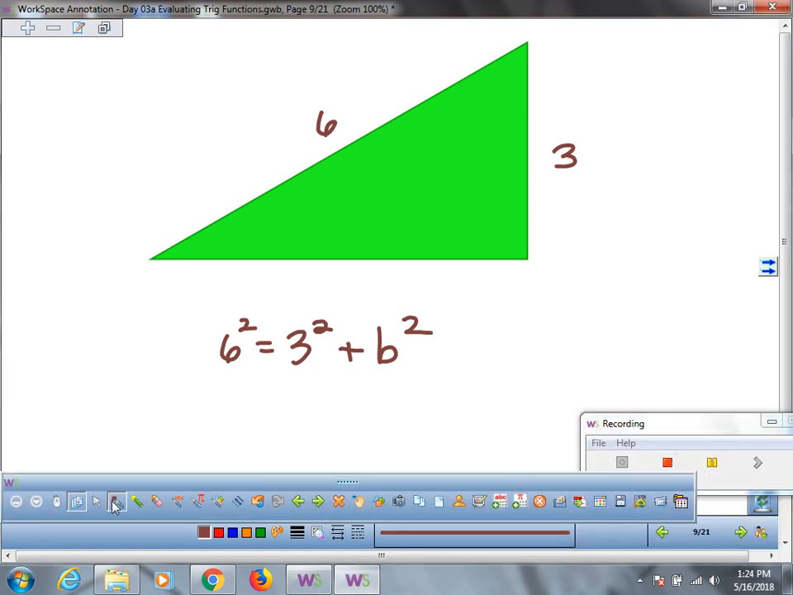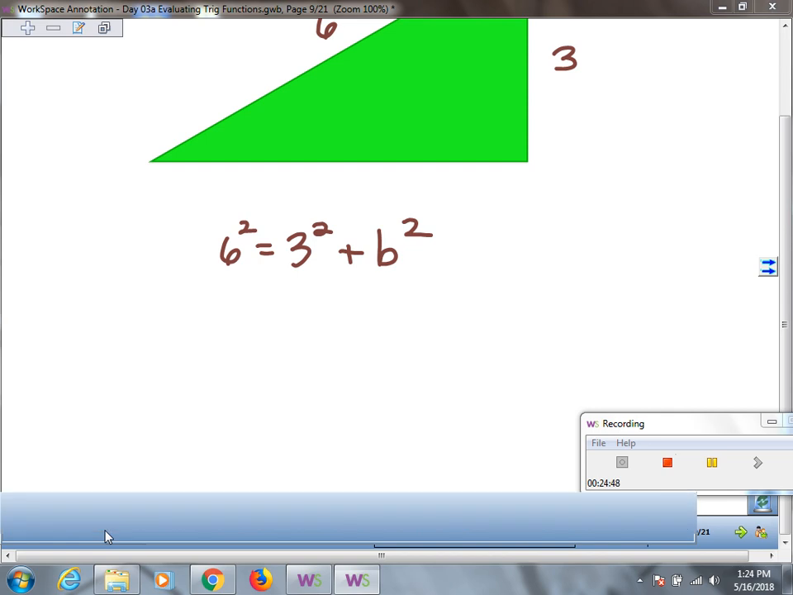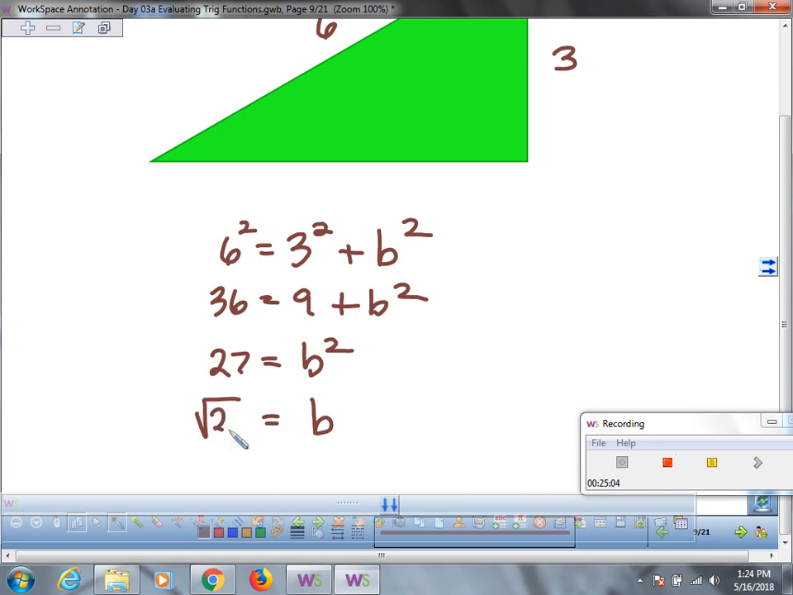Okay. So you guys are doing a fantastic job, and normally Mrs. Mahler would never mark you down for not simplifying. It's the same answer, correct? So this is 36 equals 9 plus b squared. If I subtract 9 from both sides, I get 27 equals b squared. If I take the square root of both sides, I get b equals square root of 27. And normally, you're not wrong, right?